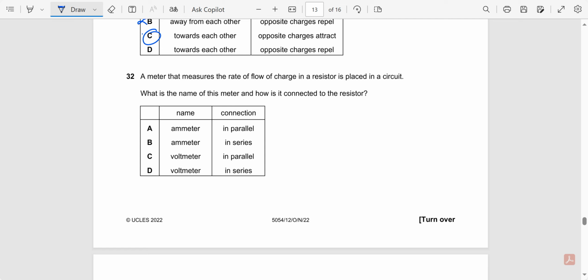A meter that measures the rate of flow of charge in a resistor is placed in a circuit. What is the name of this meter and how is it connected to the resistor? The rate of flow of charge is actually the current. So an ammeter is the one which is going to measure the current, a voltmeter does not, and it is always placed in series.